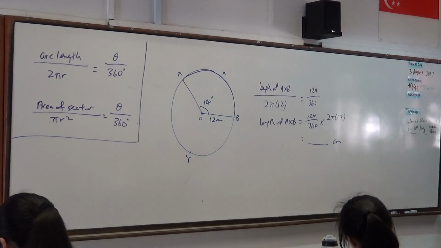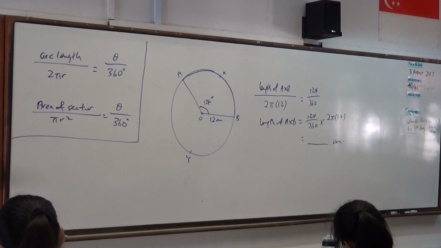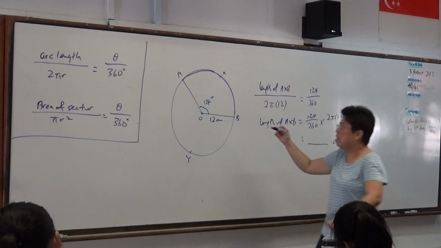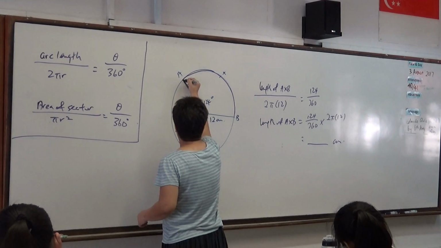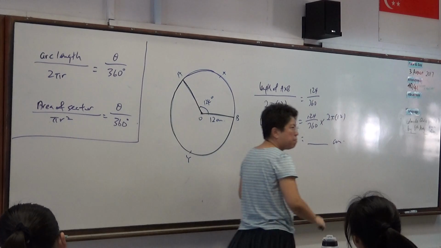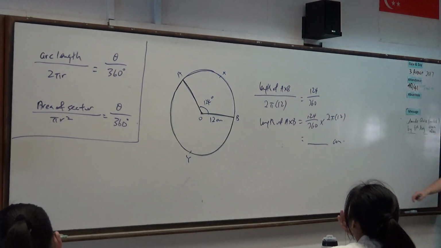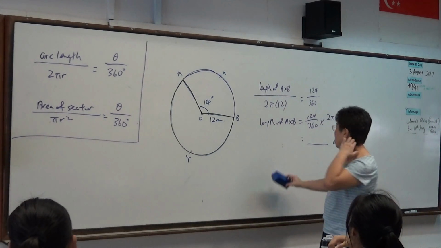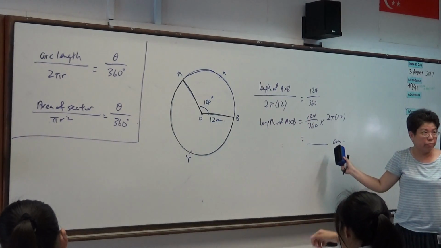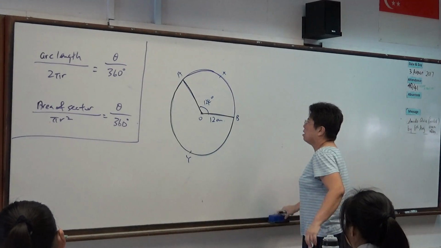Okay, next one. The perimeter of the major sector OAYB. Which is the one that they want? They want the perimeter of this. What do you mean by perimeter? Perimeter means you must add up all the length, right? Alright. Okay. I'm going to clean off this one. How do you find the perimeter of the particular thing?